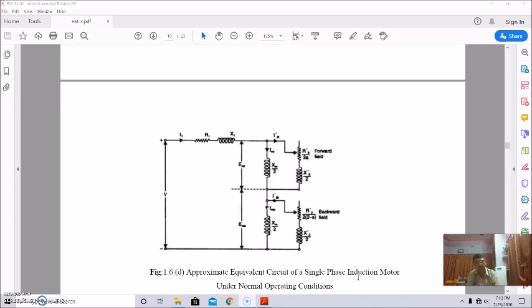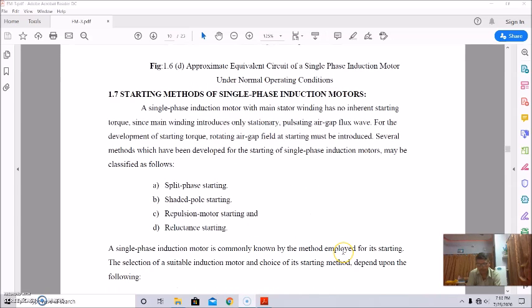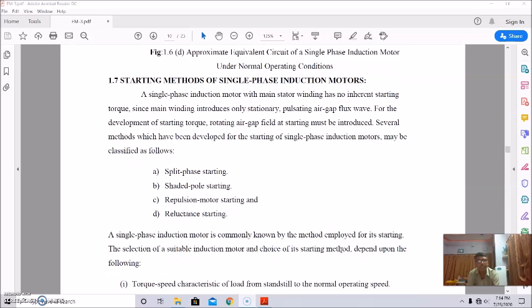Now we'll start another new topic, that is starting methods of single phase induction motors.